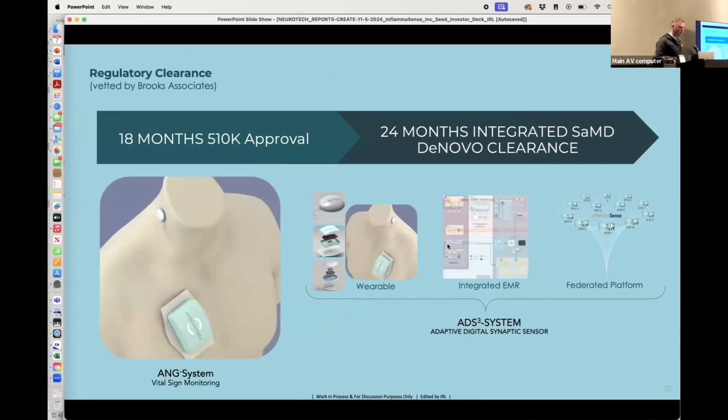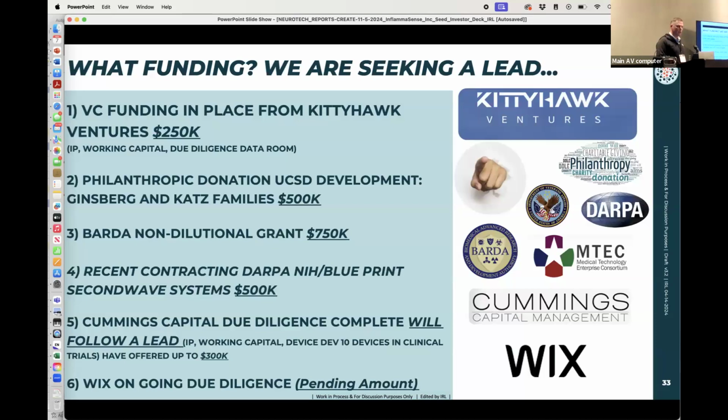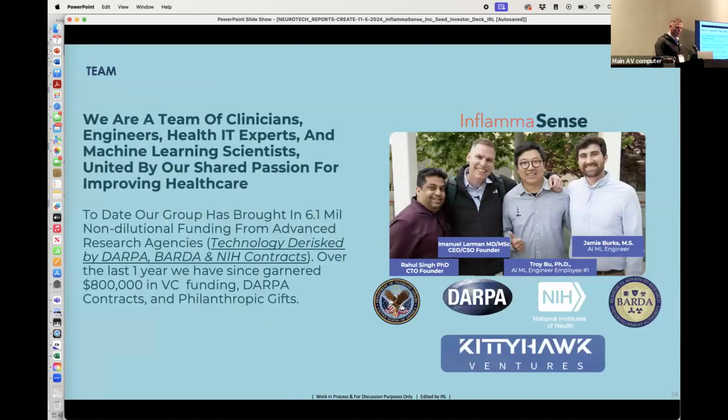Our regulatory pathway is, again, to get approval for our vital sign monitoring component first, and then move it to a de novo application incorporating our other components. We have multiple different sources of funding, and we have pre-seed funding of 250K. We're looking for 250K from Kitty Hawk. We're looking for a lead for our seed round, which is scoped at 2.9 million.